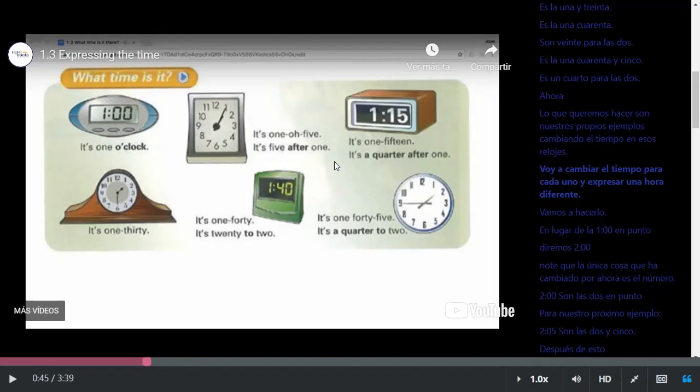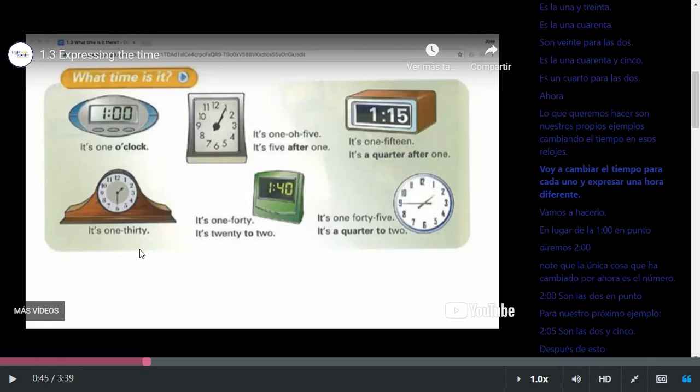Okay. Next. Me ayudan con su audio, por favor. It's 1:15. 15 lo puedo decir también a quarter. A quarter after one. A quarter.